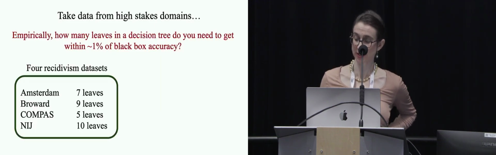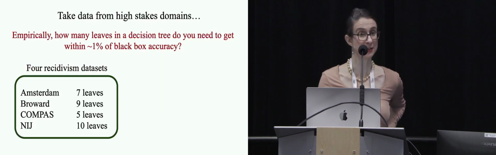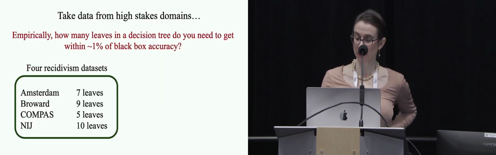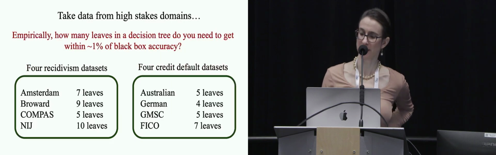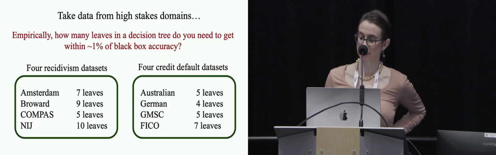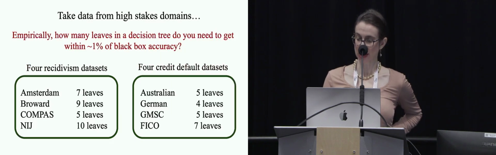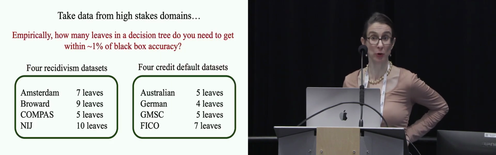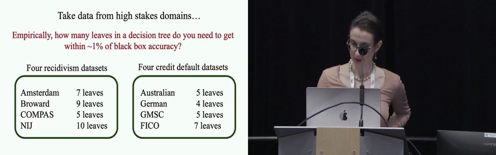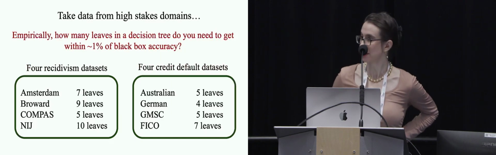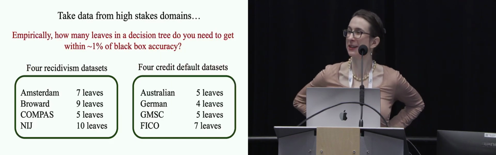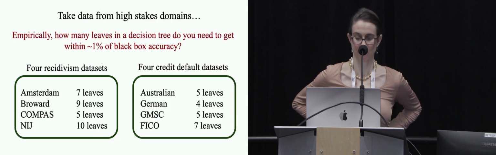For four criminal justice data sets, you don't need more than 10 leaves. And for credit default risk data sets, you also don't need more than 10 leaves. You think complex models would do better, but they don't. And you could pretty much guess from what I'm showing you what would happen if we tried more recidivism data sets. You get the same thing. If I didn't tell you the answer for one of these, you'd probably be able to guess what it was. These data sets are just not benefiting from extra complexity.